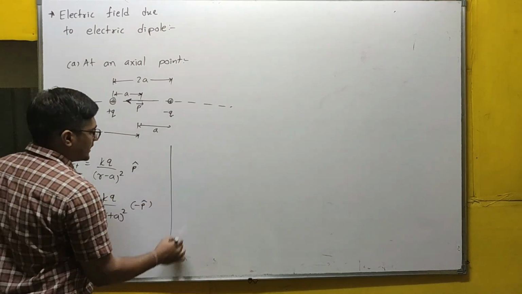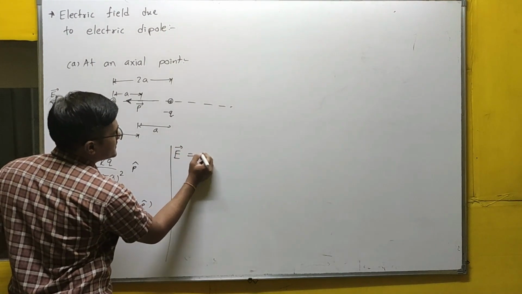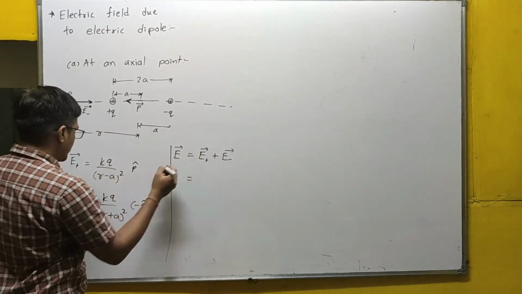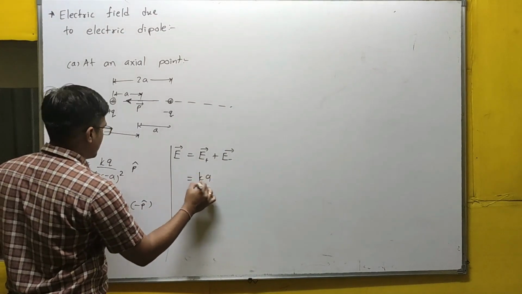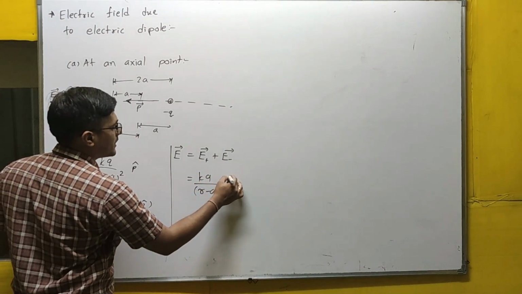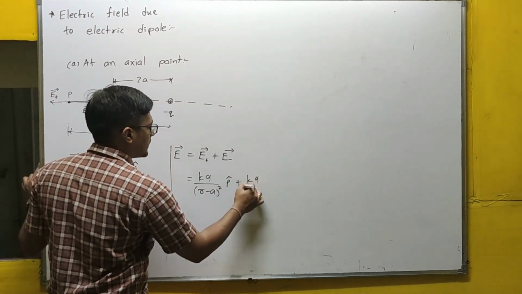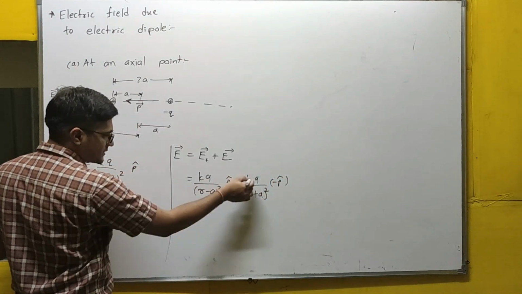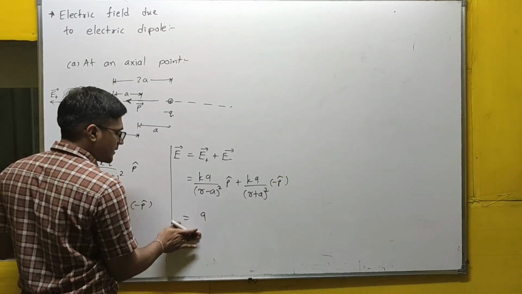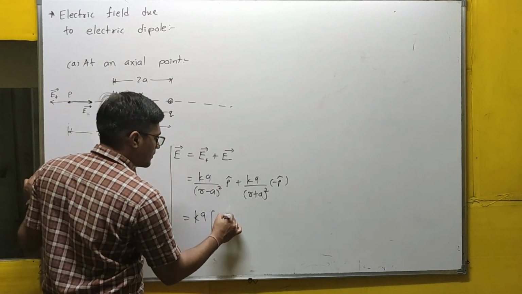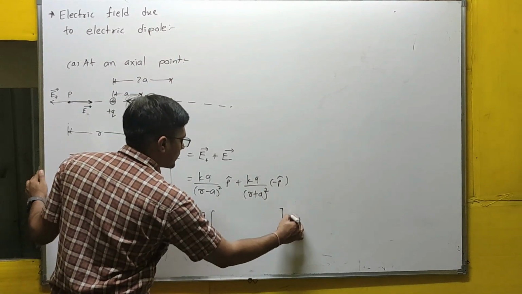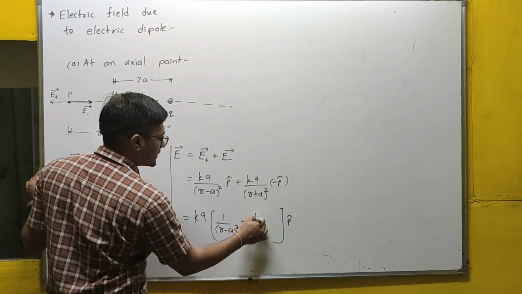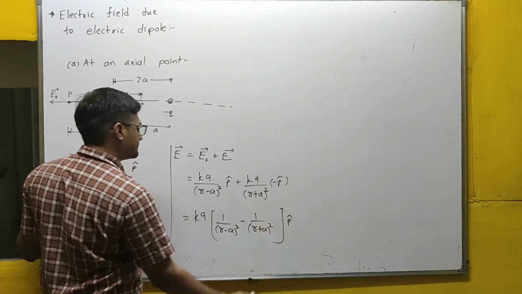Now for the resultant electric field at point P, just add both electric fields. Now E plus is KQ divided by (R minus A) whole square P cap, and E minus is KQ divided by (R plus A) whole square minus P cap. Now take this KQ common from this step, and also take P cap common. So here 1 by (R minus A) square remains, and here minus 1 divided by (R plus A) square remains.